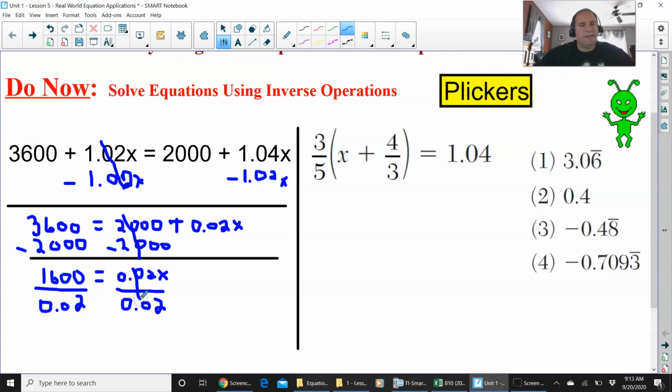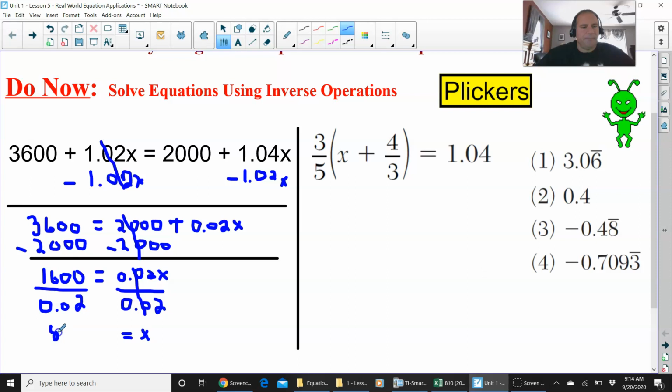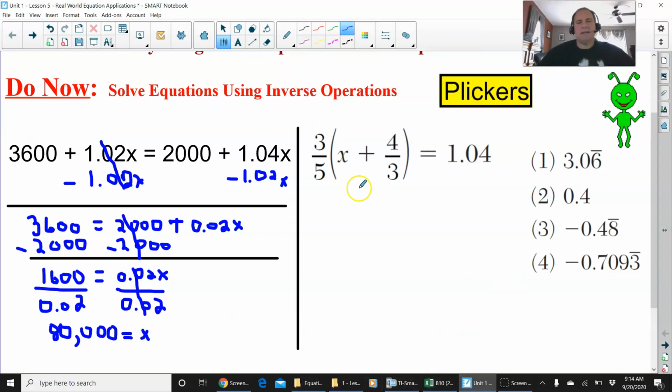The 0.02, they cancel. X comes down. And I am going to divide using my calculator. I'm going to put 1,600 divided by 0.02 into the calculator, see what we get. And it's 80,000. And that is your answer. So go ahead and try this one right here.